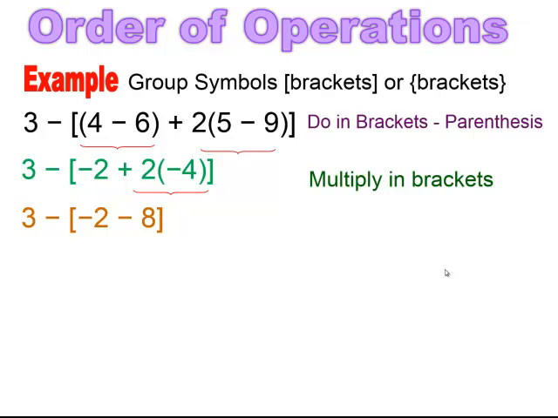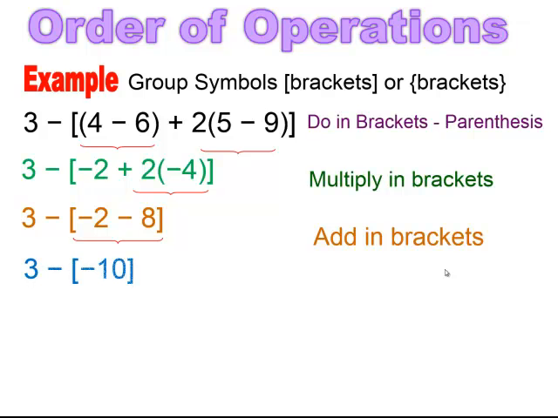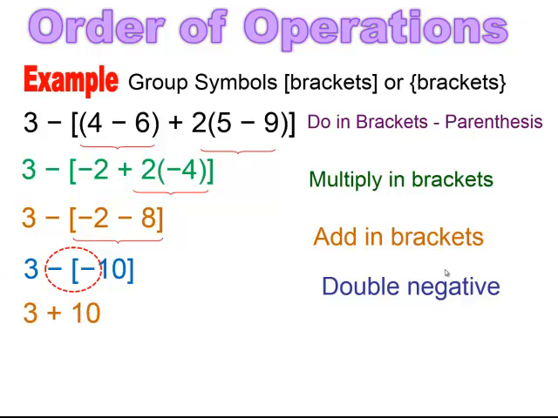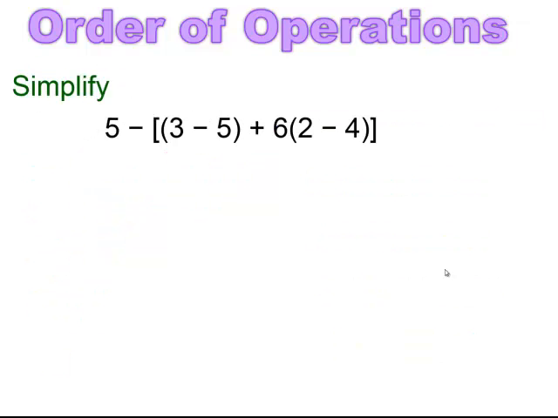So now I have minus 2 minus 8. I can do that arithmetic here, same sign, add and keep the sign, so I end up getting a negative 10. Now it's one number. So now that it's one number, I can remove the brackets, but because I have that double negative, when I remove the brackets, I have to keep that in mind, and that's going to change to a plus 10. And then I have 3 plus 10 will give me 13. So be very careful when you have grouping symbols inside grouping symbols. Pause and try.